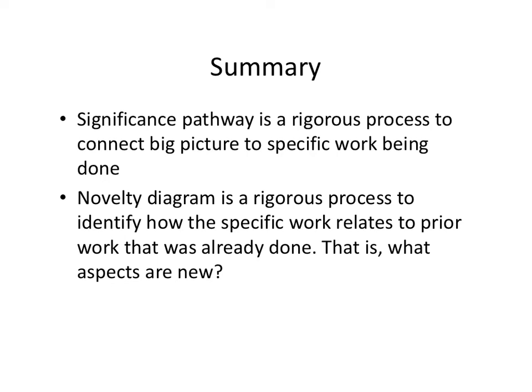So a summary of how to analyze the introduction of an article using these tools is that we can use the significance pathway as a rigorous process to connect the big picture and the specific work being done by thinking at each point, how do you justify going in that direction? How do you justify the narrowing we do with each step? There's a justification with each, a significance to each narrowing. The novelty diagram is a rigorous process to identify how the specific work relates to prior work that was already done. That is, what aspects of what they're showing are novel or new.